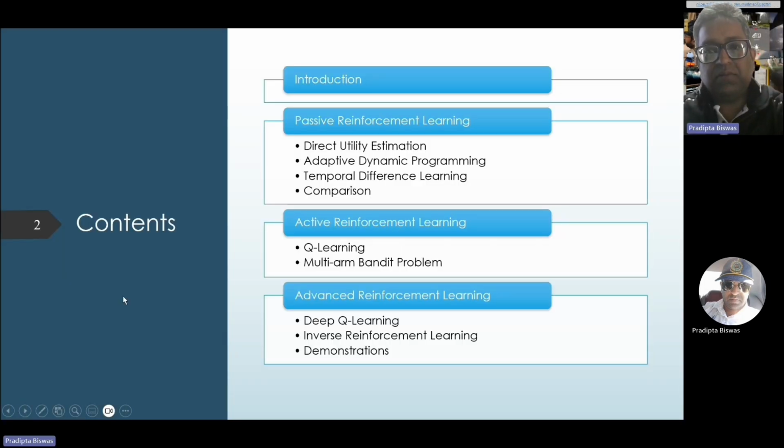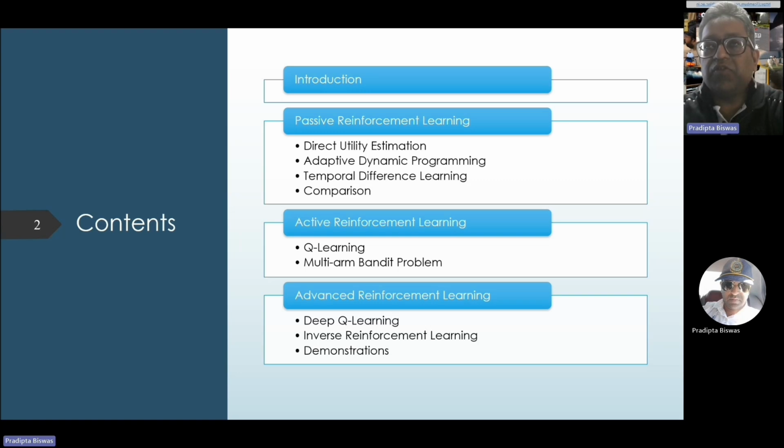In the next hour or so, we'll first look at the introduction more from a mathematical point of view, and contextualize it with other machine learning techniques, to see how reinforcement learning is different from or similar to supervised or unsupervised learning. In the very first class, we had a very brief discussion on different types of machine learning. And then we will learn about three types of passive reinforcement learning algorithm.